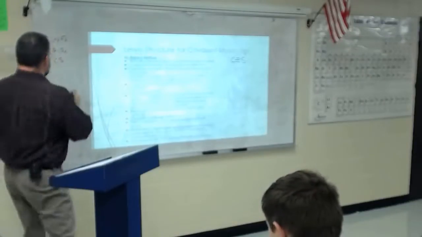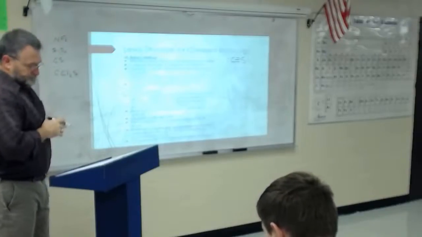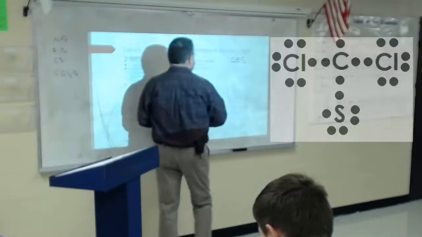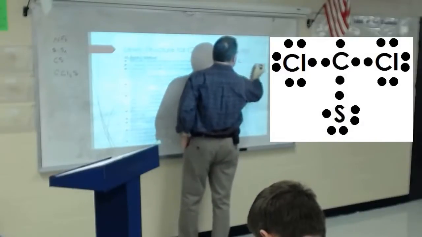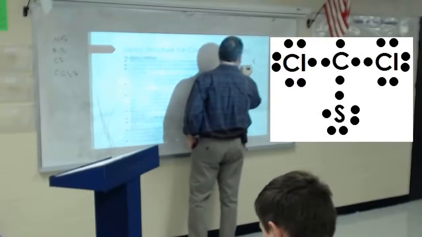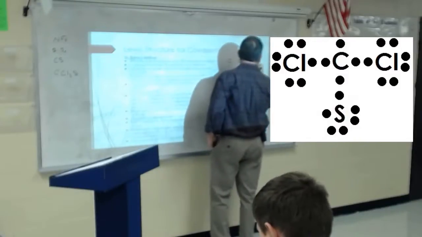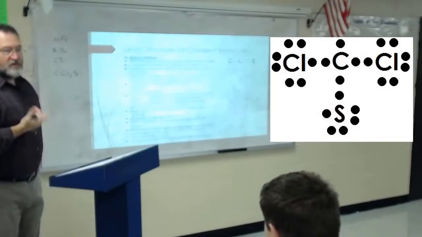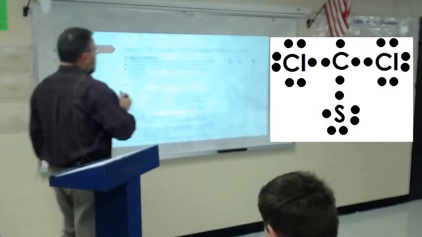Let's use the CCl2S molecule. Carbon has 4, chlorine has 7, sulfur 5 or 6, right? So which one has the highest number of unpaired electrons? Carbon does, right? So we'll draw the carbon.